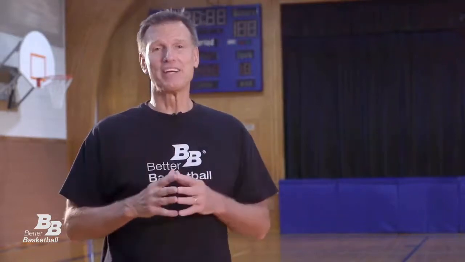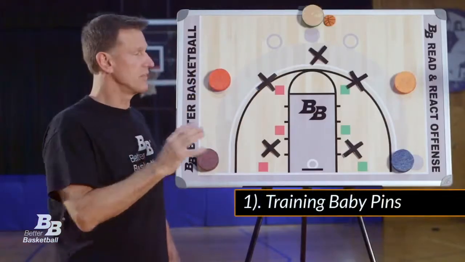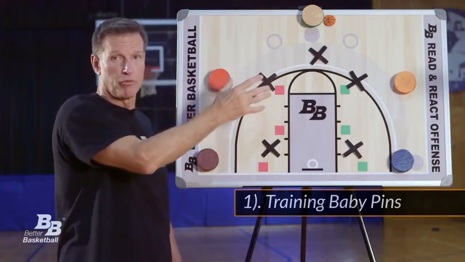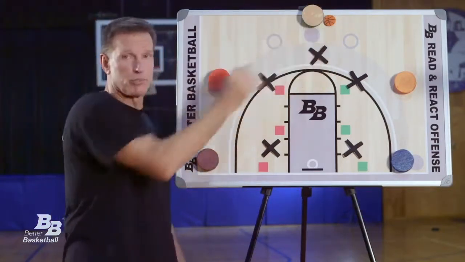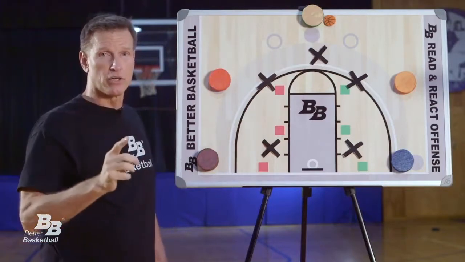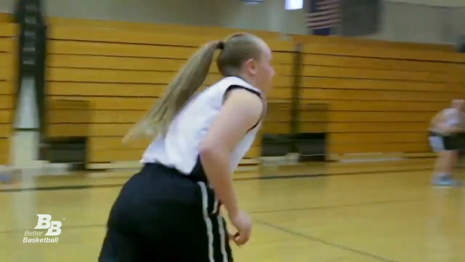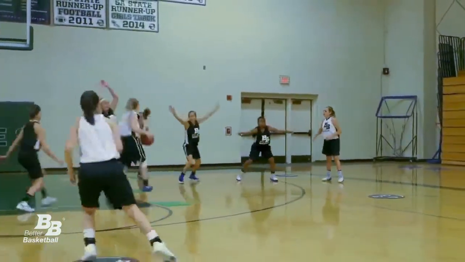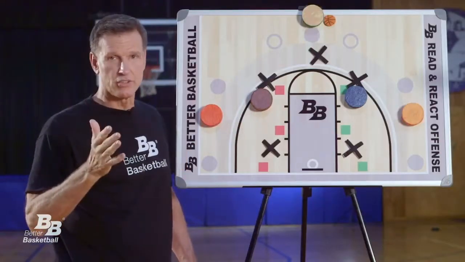For the first two pins, I've chosen my trigger to be where the ball enters the half court. Here's the situation. The defense is set. The ball is coming up the floor. When the ball enters the half court through the jump circle, that's the trigger for setting double baby pins. Of course, you could add a verbal call from the bench to this action.